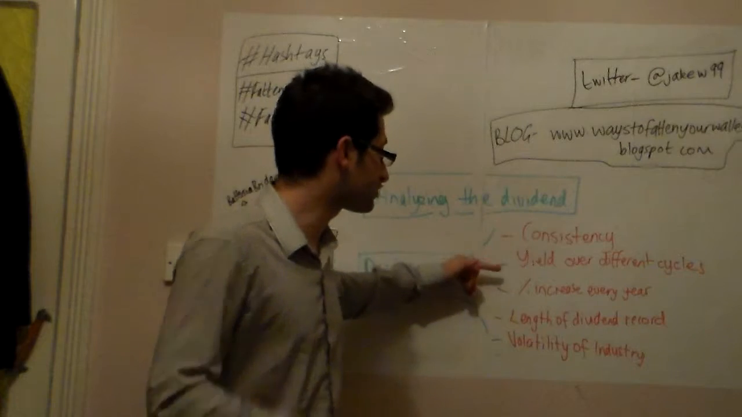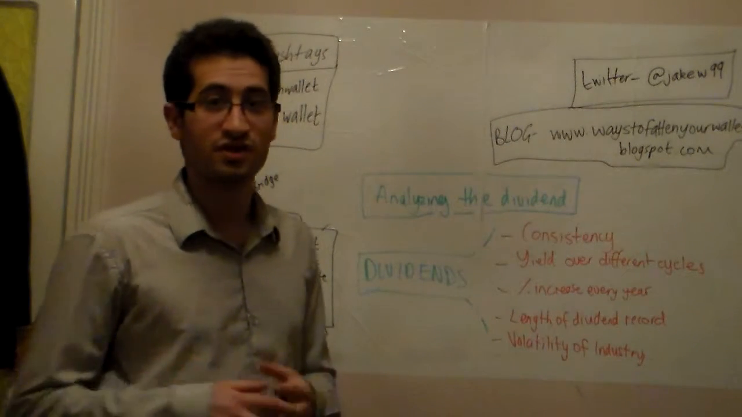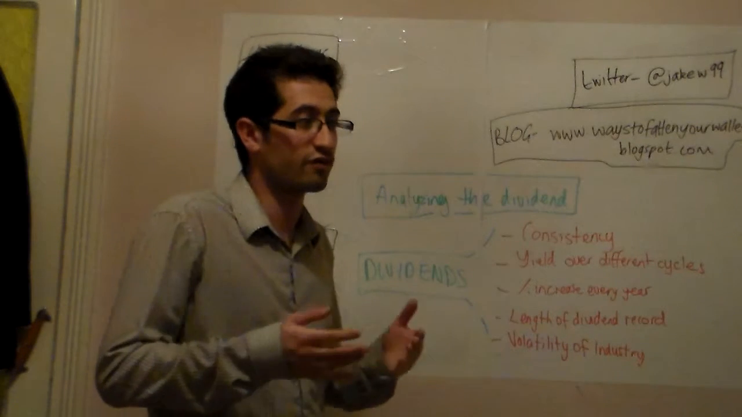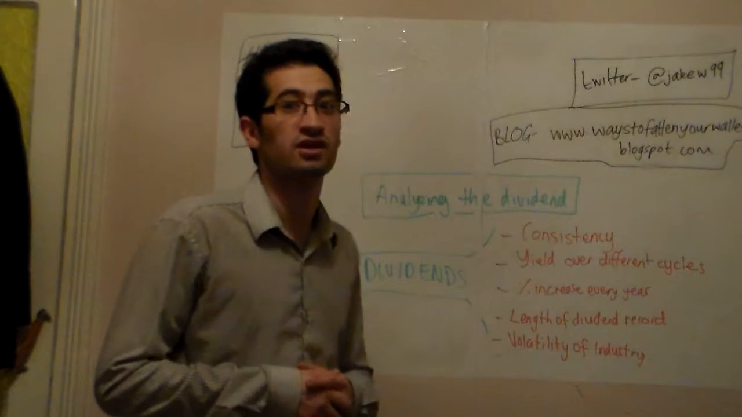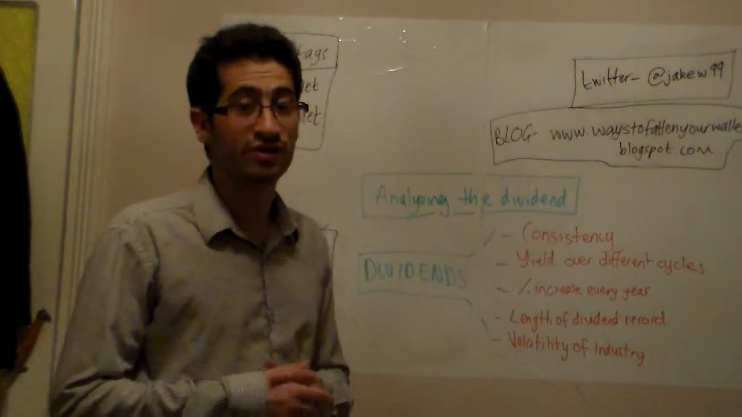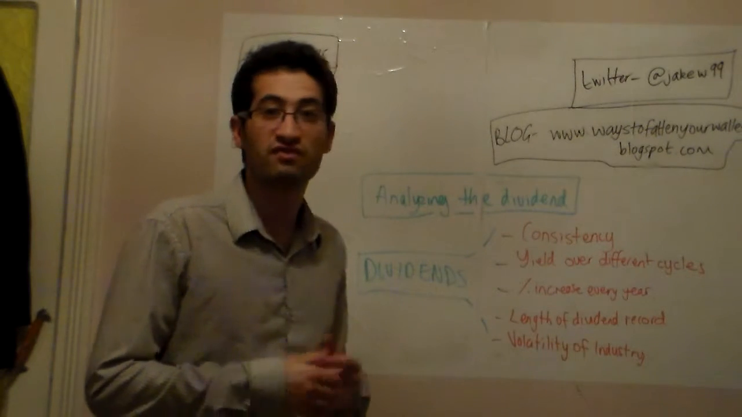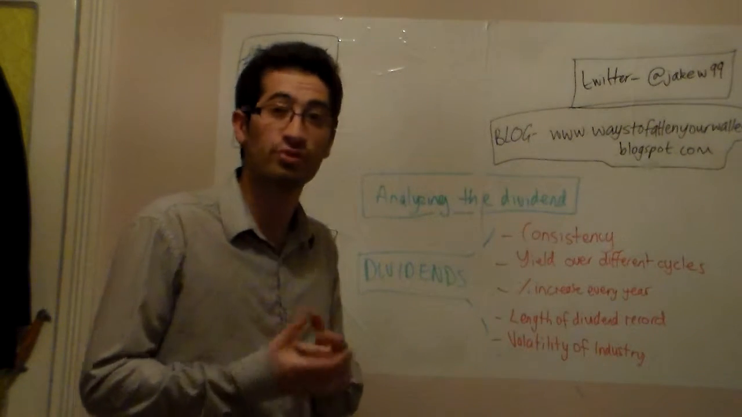So consistency, yield over different cycles. Percentage increase over different years. So looking at a kind of 5-year, 10-year period, has the dividend increased double? Has it tripled, quadrupled, even more than that, or is it just up 10% every year? If we look at Domino's Pizza UK for the last 5 years, the dividend has tripled.